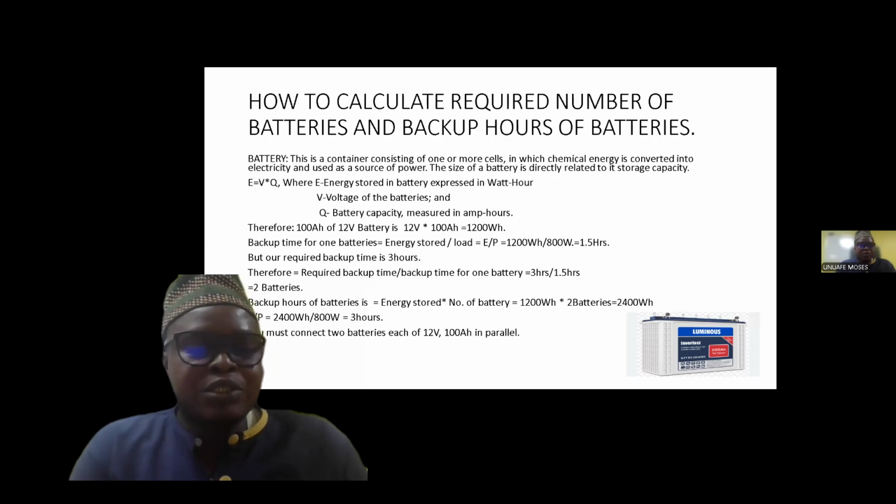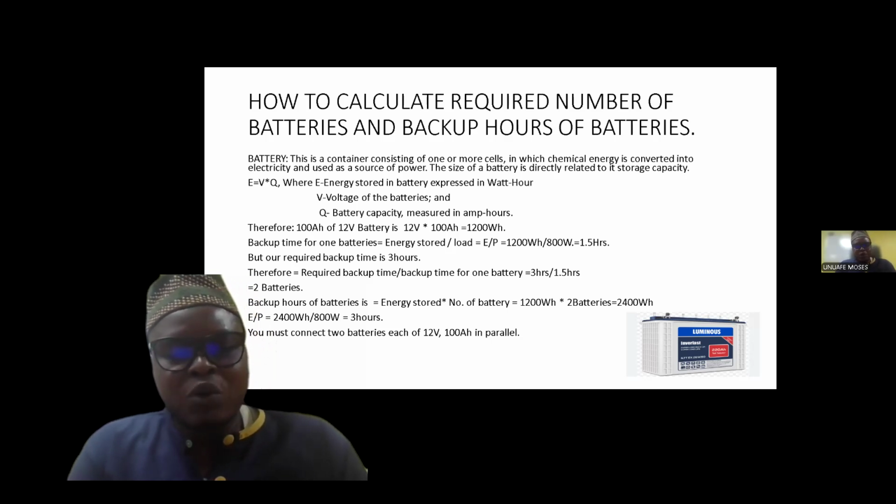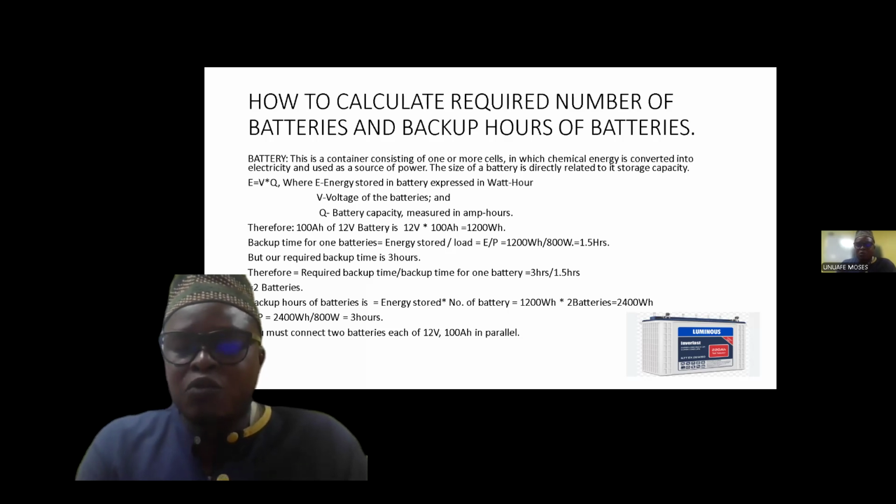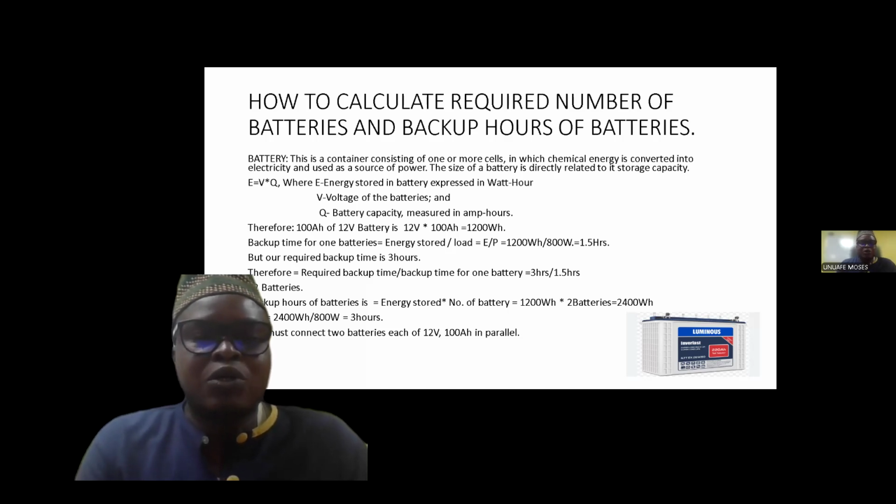And how do we know this? First, we have to divide 2400 watt-hours by the load of the residential, which will give us 3 hours. So for us to have the day of autonomy, which is 3 hours effectively, we have to connect the 2 batteries of 12 volts, 100 AH in parallel for the effective operation of our backup hour from the battery.